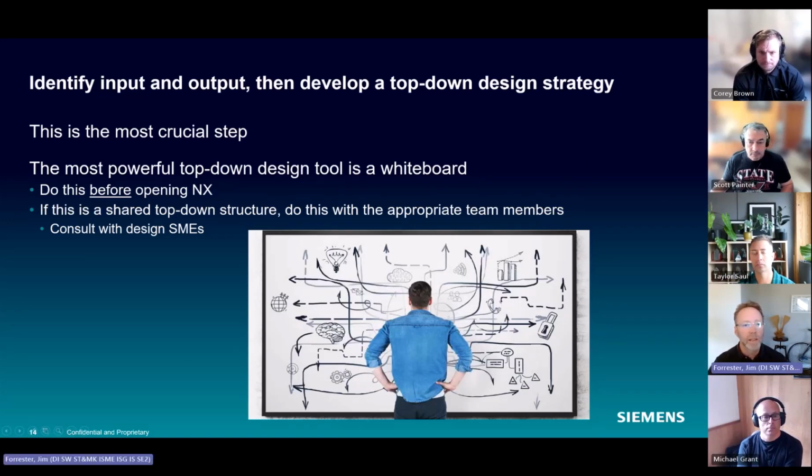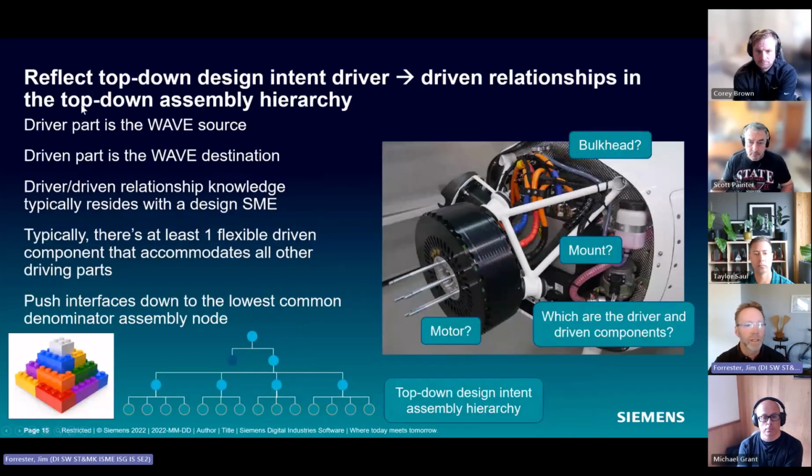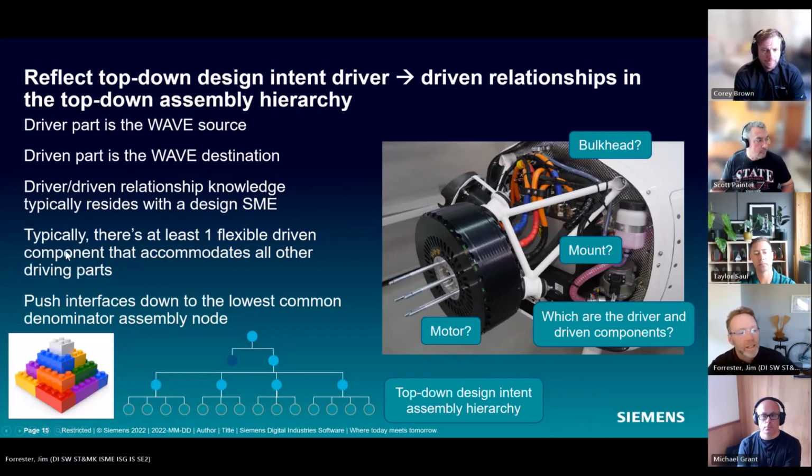Reflect top-down design intent driver-driven relationships in the top-down assembly hierarchy. So again, the component assembly relationships essentially reflect the design breakdown of how things are going to influence other things and how those design rules will be managed. So the driver part is the wave source. The driven part is the wave destination. Driver-driven relationship knowledge typically resides with the design SME. Typically, there is at least one flexible driven component that accommodates all other driving components.